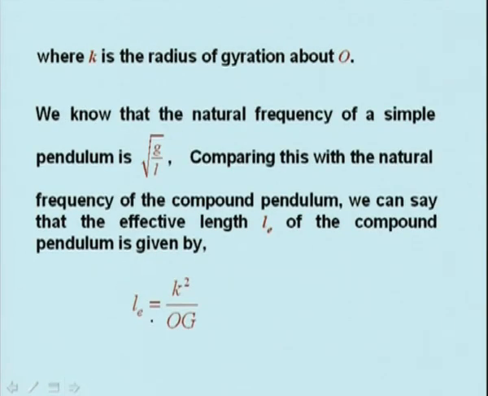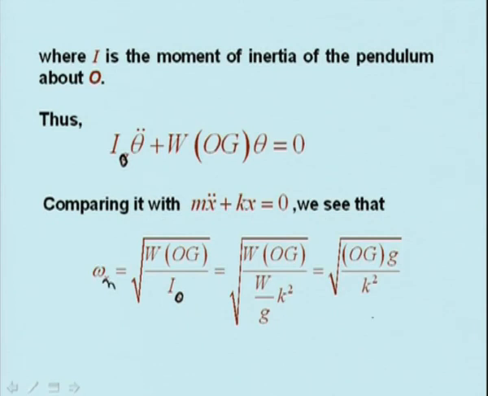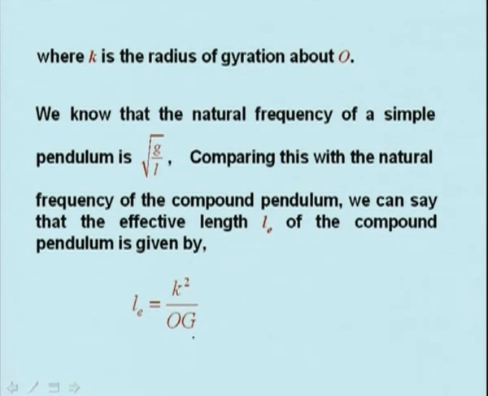Now we know that the natural frequency of a simple pendulum is square root g by L. Comparing this with the natural frequency of the compound pendulum, we can say that the effective length LE of the compound pendulum is given by LE is equal to K square by OG. Because in this expression, compare it with under root g by LE, therefore LE is K square by OG.